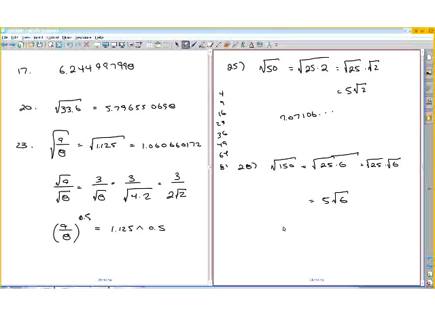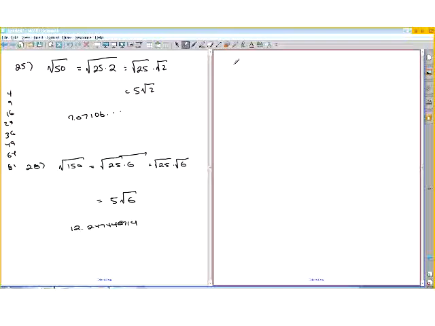And if you multiply it out with a calculator, you'll get the same answer, that number. Okay, 31. 5 divided by the square root of 6. Okay, so let's do another one.